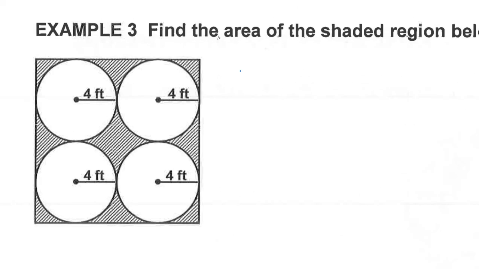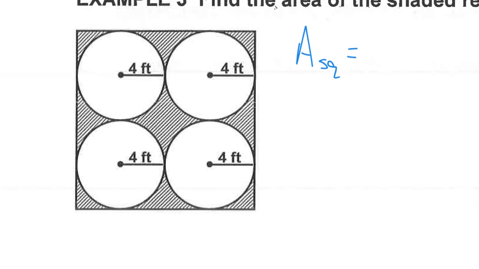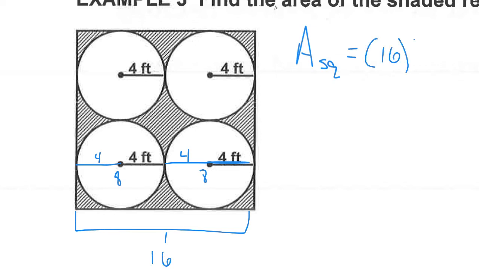Let's go ahead and find the area of the square. Now, it doesn't explicitly tell me what the length or width of the square is, but I know in this bottom circle, if that side is 4, so is this. So there's 8 for the diameter. But I have another one over here, which means my side length is 16. So the area of the square is 16 times 16, which is 256. So that was a pretty easy one.